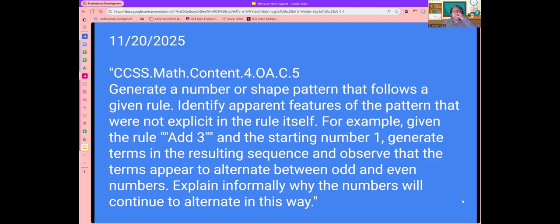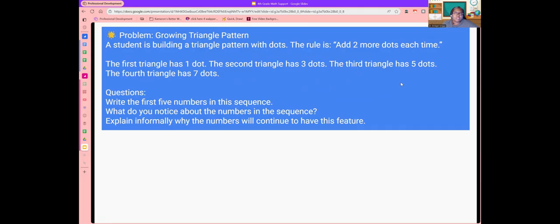So this is something that we can practice with, and I have a problem for us to practice with so we can understand what it is that this is saying. So here we have a problem: growing triangle pattern. A student is building a triangle pattern with dots. The rule is add 2 more dots each time. The first triangle has 1 dot, the second triangle has 3 dots, the third triangle has 5 dots, the fourth triangle has 7 dots. Write the first 5 numbers in this sequence.